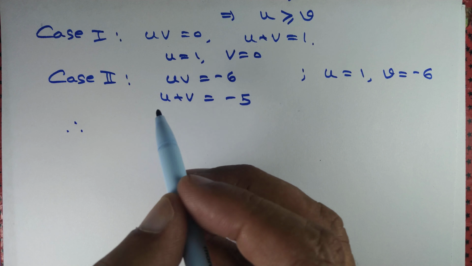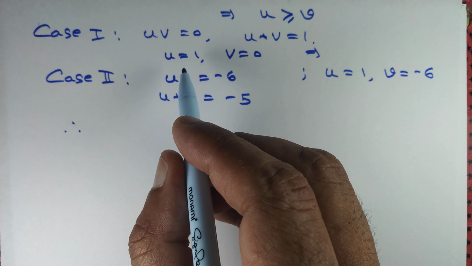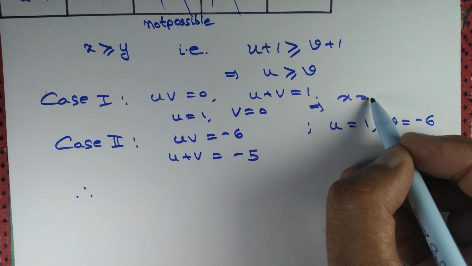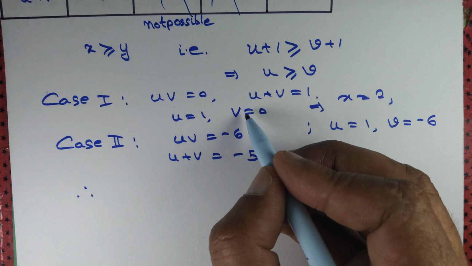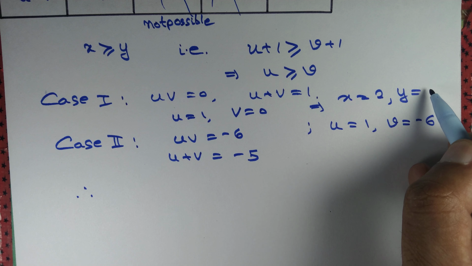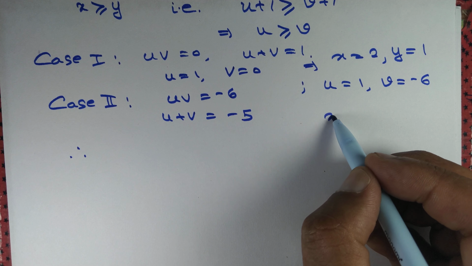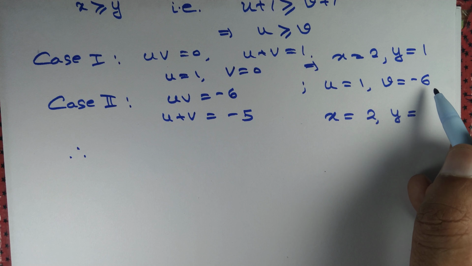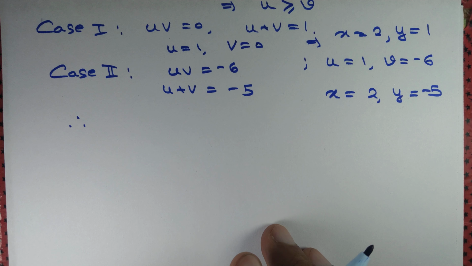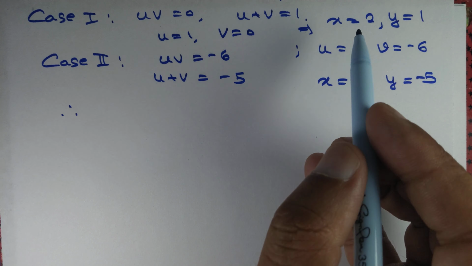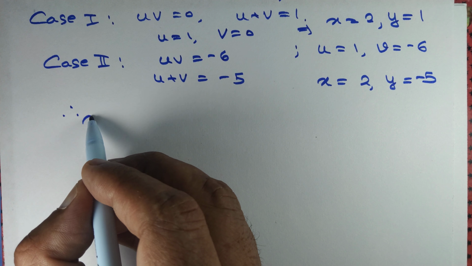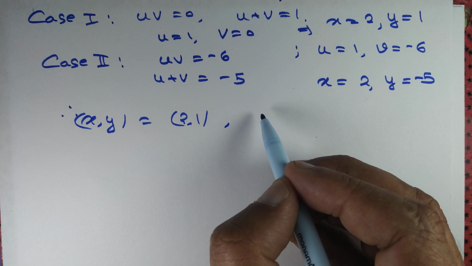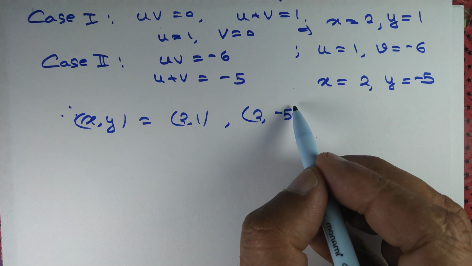Therefore, in case 1, x equals u plus 1, 1 plus 1 is 2, and y equals v plus 1, which is 1. In case 2, x equals u plus 1 is 2, and y equals v plus 1, minus 6 plus 1, is minus 5. So finally we see that we have x comma y equal to 2 comma 1 and 2 comma minus 5.